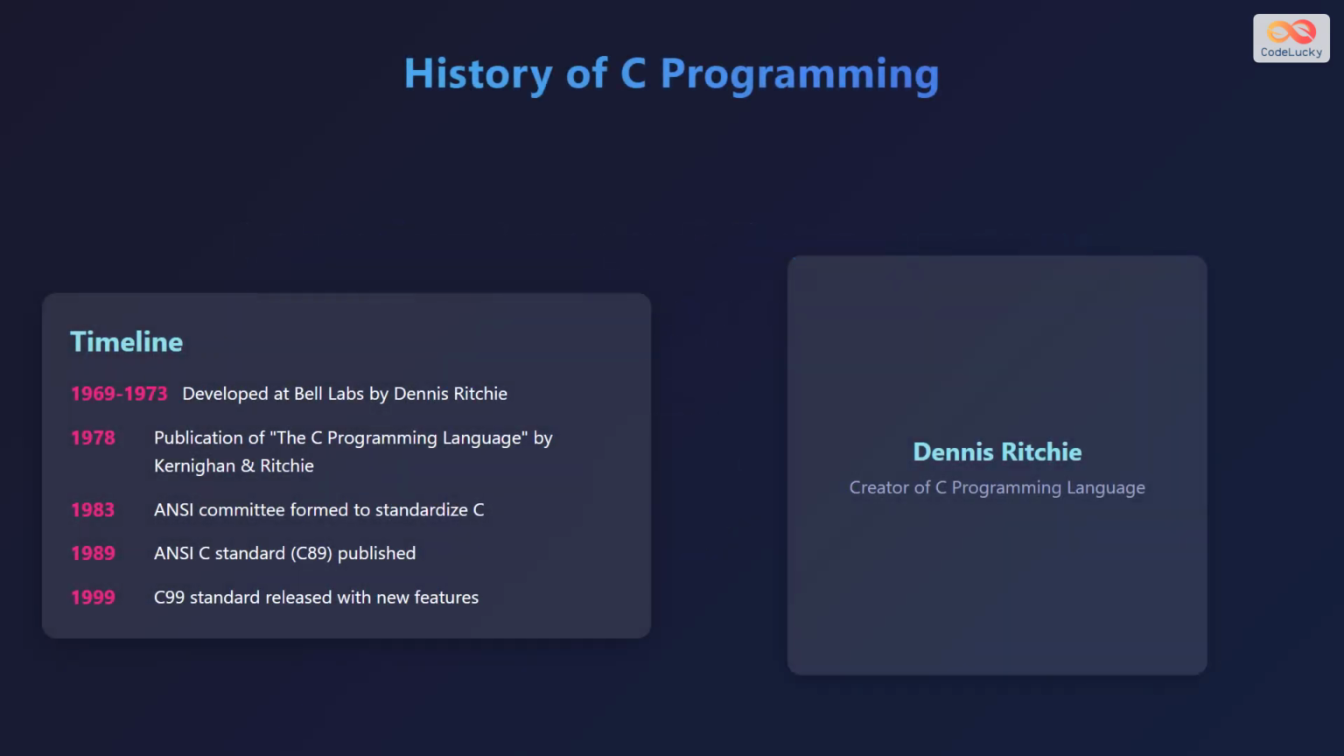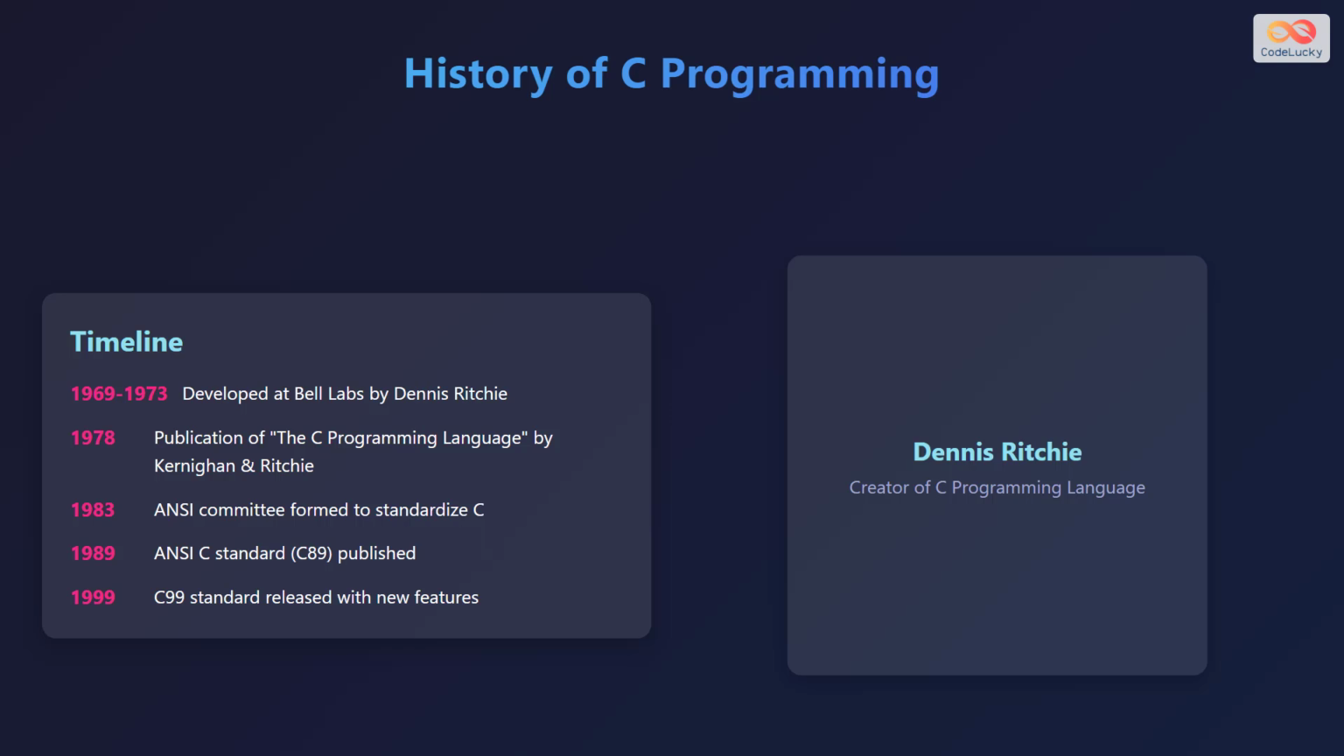Let's explore the history of the C programming language. From 1969 to 1973, C was developed at Bell Labs by Dennis Ritchie. In 1978, the book The C Programming Language was published by Kernighan and Ritchie, which became a defining resource for the language. In 1983, the American National Standards Institute, or ANSI, formed a committee to standardize C.